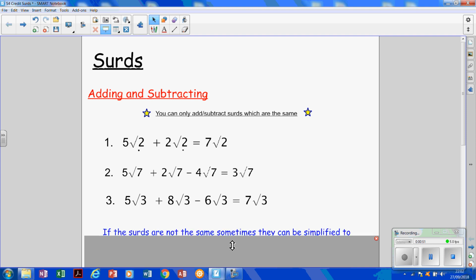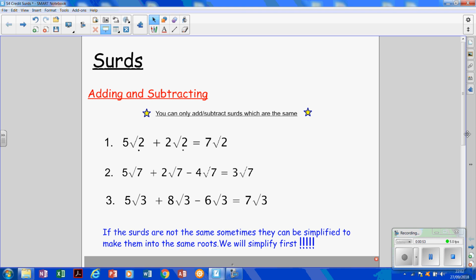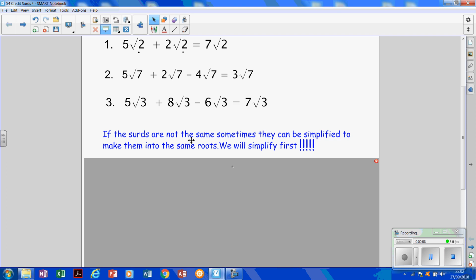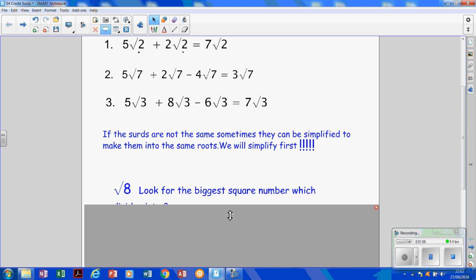Now, sometimes you have got different roots. The roots are not exactly the same and you've got to simplify them first. I've written this down here. If the surds are not the same, sometimes it can be simplified to make them into the same roots. We will simplify first. Now, I've done a video on this already, but because it's important for this, I'll just do a quick recap. For example, if you look at the square root of 8, that can be simplified.